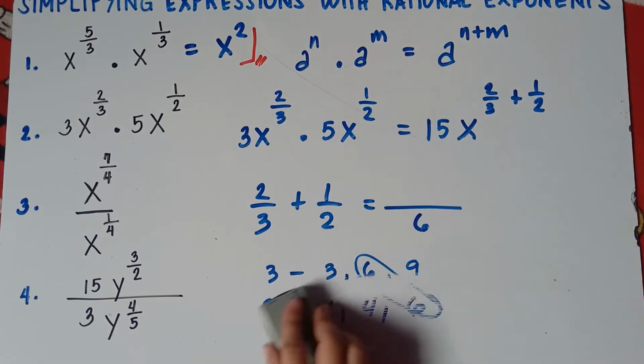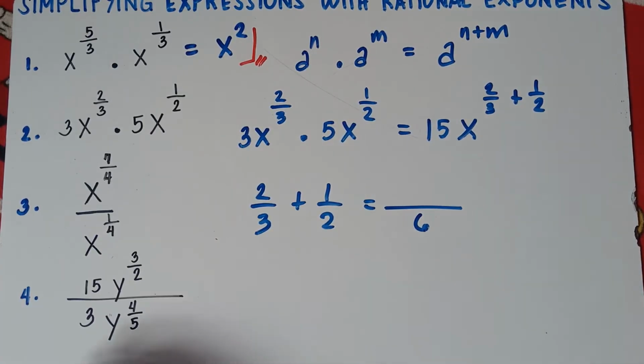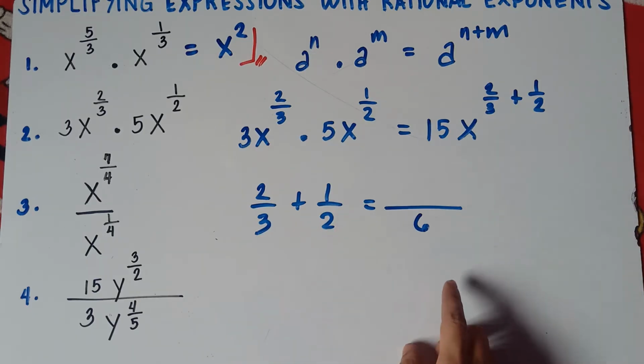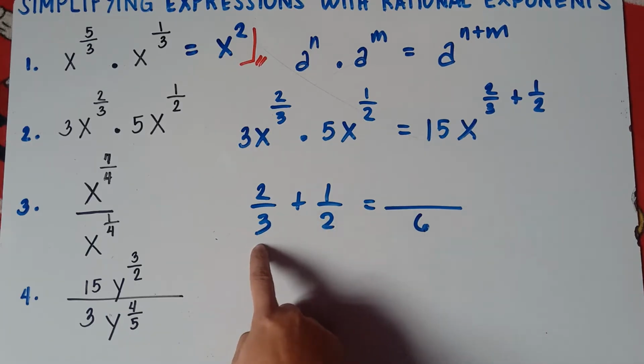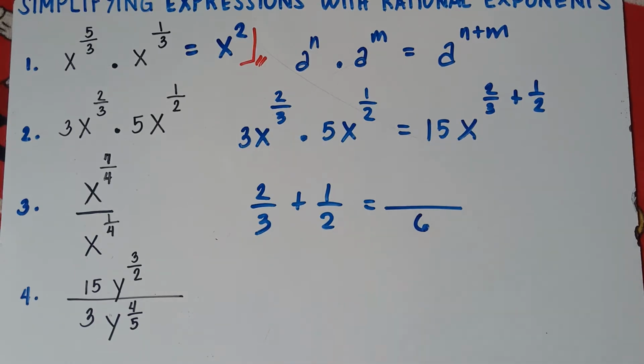But once again, class, it will take time if you do it this way, finding the LCM. So to find the LCD, class, just think of it this way. What would be the least number that we can divide this 3 and 2 by that particular number? Of course, that would be 6. 6 divided by 3, that is 2. 6 divided by 2, that is 3. So the LCD is 6.